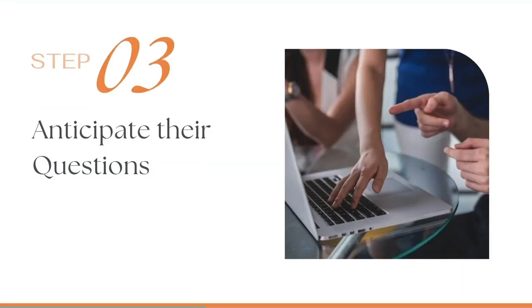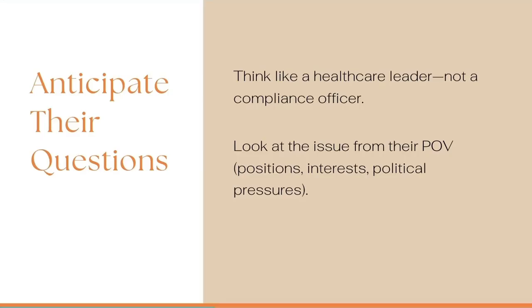Okay, step 3 is anticipate their questions. What you want to do is look at this issue from their point of view. What are their priorities? What are their challenges? What are their pain points? Those kinds of things. And when you do that, you'll start to identify certain questions that will come up that you want to make sure you have the answers to when you go into that discussion with the leader. So for example, if you're investigating a matter, they're going to want to know what happened, what led to this particular issue, what steps are being taken to correct it, what steps are being taken to prevent it from happening in the future.